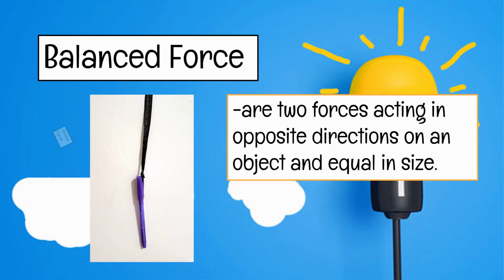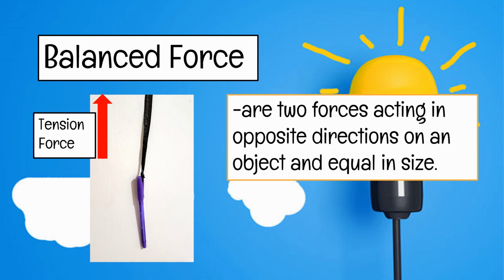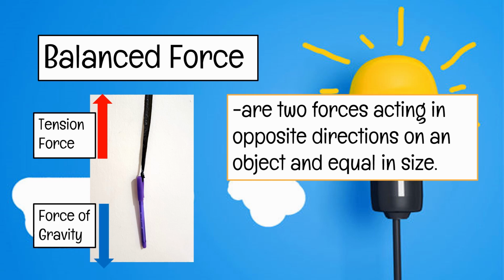Balanced forces are two forces acting in opposite directions on an object and equal in size. So, example natin kanina, yung ballpen at yung tali. Yung tali, nag-exert siya ng tension force which pulls the string or the pen upward, while the force of gravity pulls the objects downward. So, they are in opposite direction. So, ang nangyayari, they cancel out the forces.